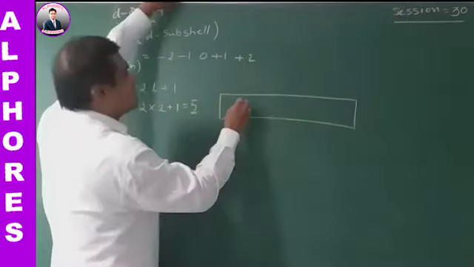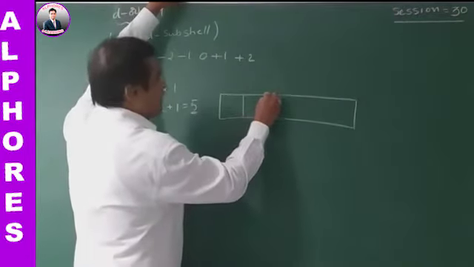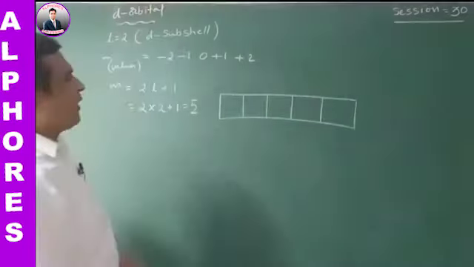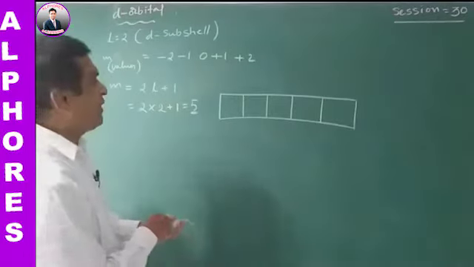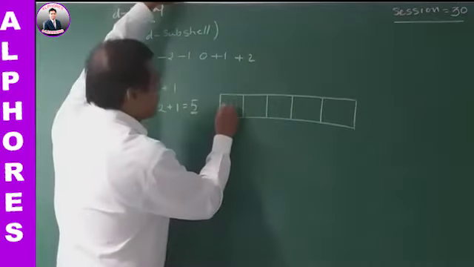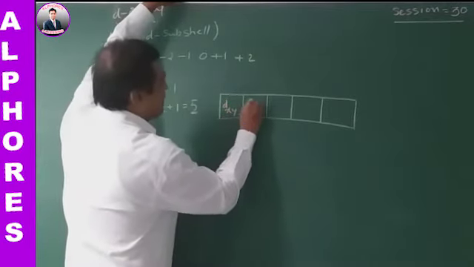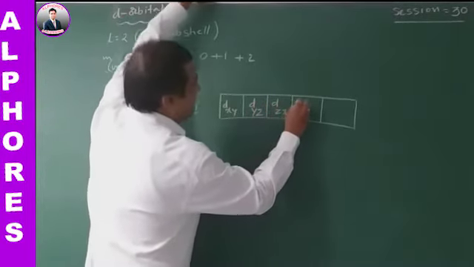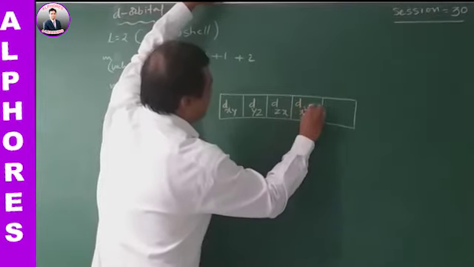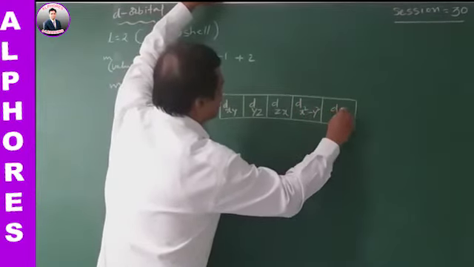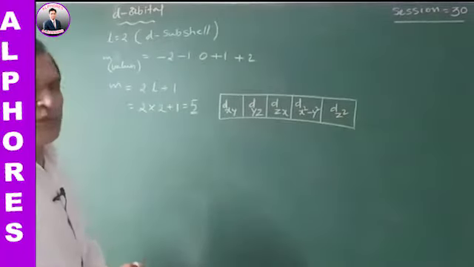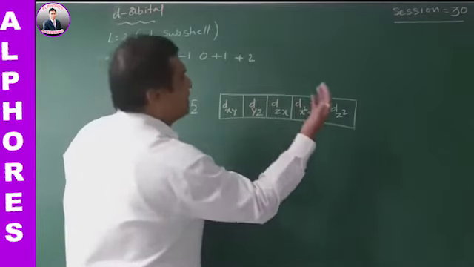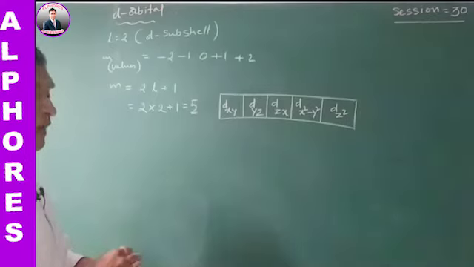What are the designations of them? Let us see, 5 d orbitals: 1, 2, 3, 4 and 5. The designations of these 5 d orbitals are dxy, dyz, dzx, dx square minus y square, and last is dz square. So the 5 d orbitals are dxy, dyz, dzx, dx square minus y square and dz square orbital.